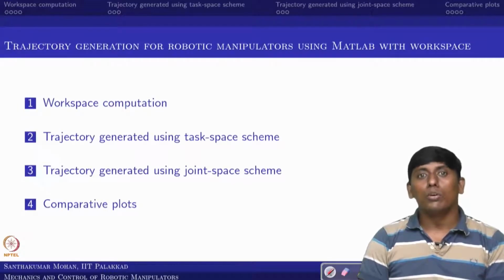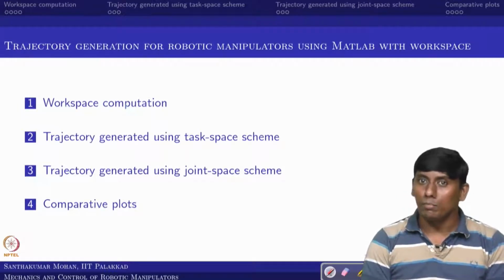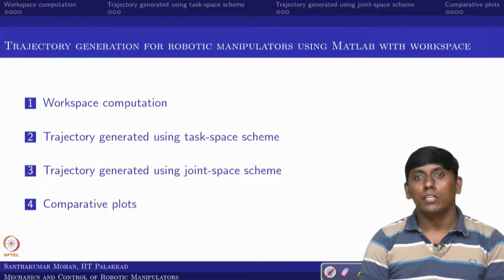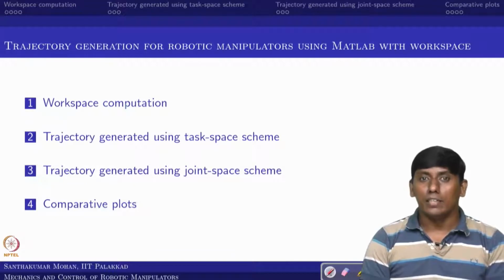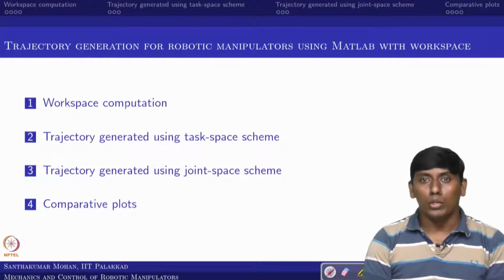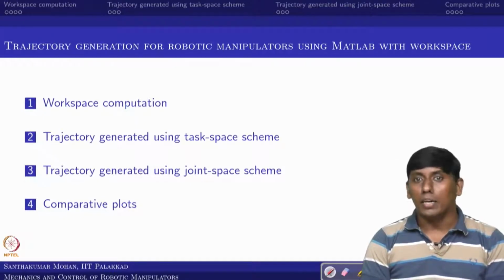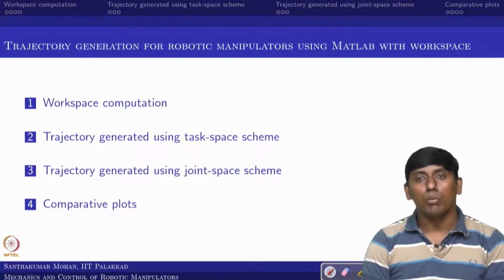This lecture is going to talk about workspace computation, then the trajectory generated using task space scheme for the same 2-hour serial manipulator including workspace. Then we can see the trajectory generated using joint space scheme. Then we will compare one to another how it is happening. So, we will take the same case and compare it.